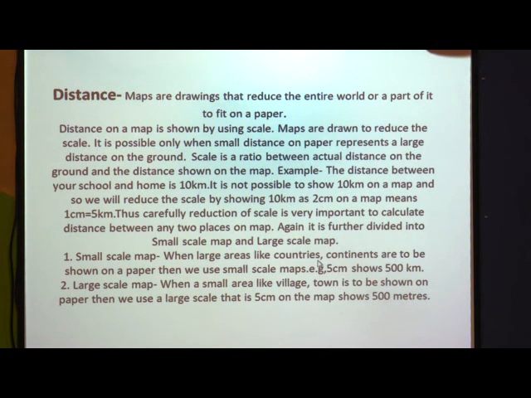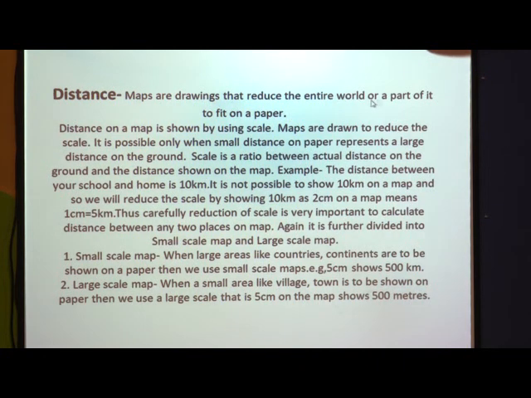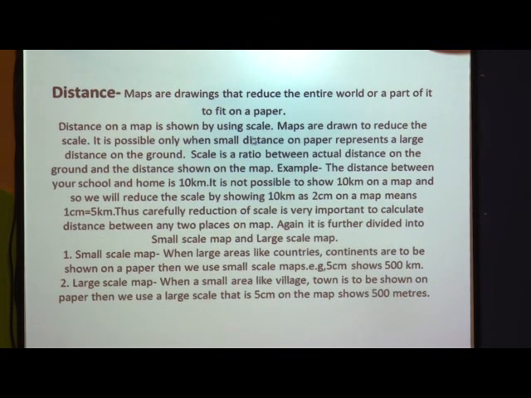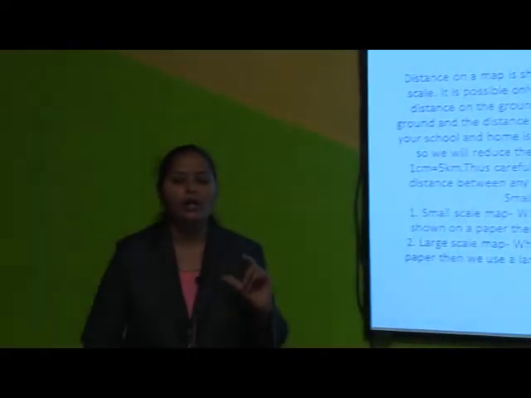First one is distance. As we know, maps are drawings that reduce the entire world or a part of it to fit on a paper. If you want to give information about the entire world, it can be reduced and fit on a paper by using maps. But distance on a map is shown by using the scale. The scale is one of the most important features of maps.